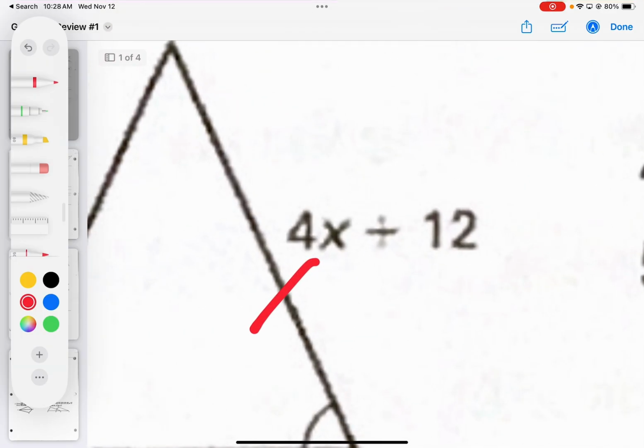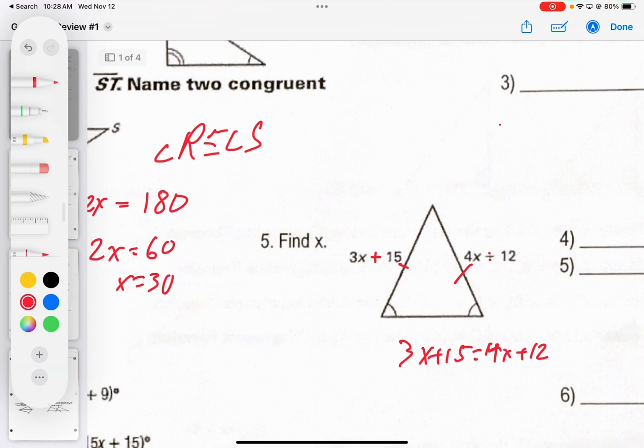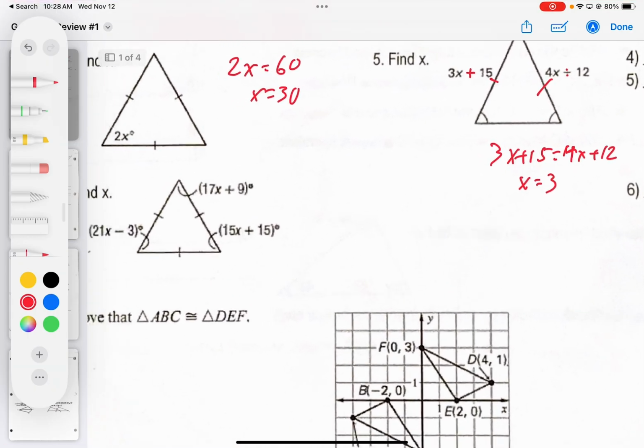You guys see that stuff that's like that and that? It's just a bad copy of a plus sign. Either way, if we set them equal to each other, I get x equals 3. That's what it looks like. X equals 3. Isosceles triangle. Cool. All right, number 6 is on the back though.